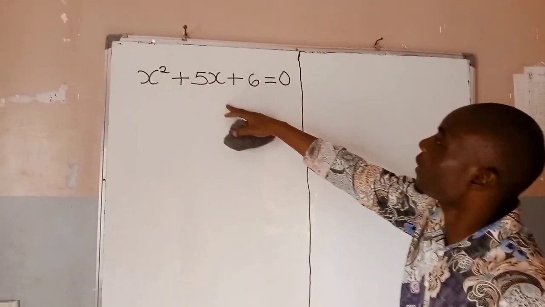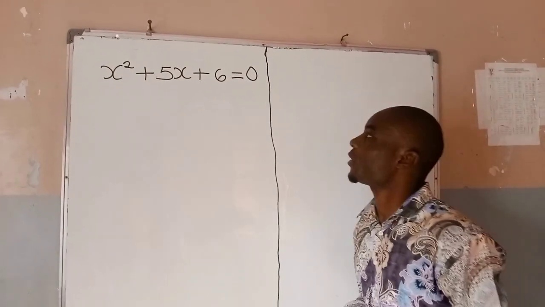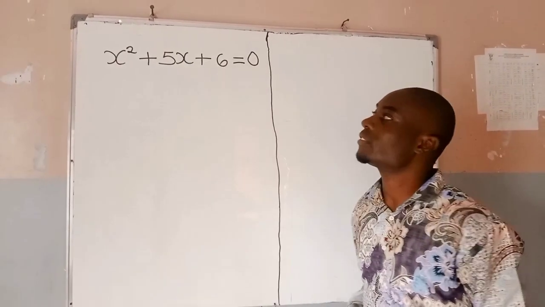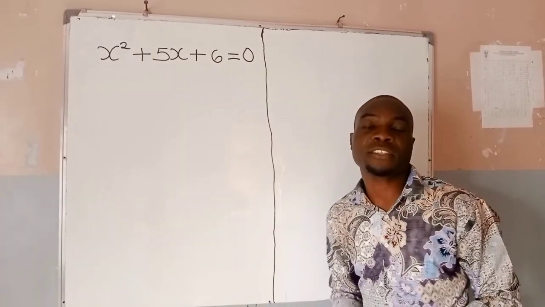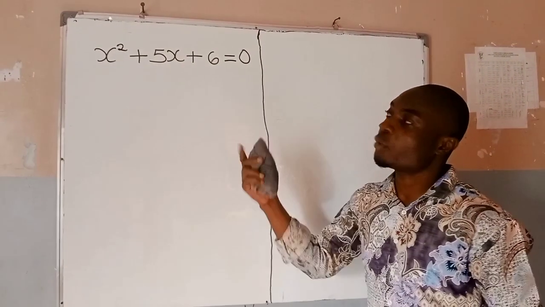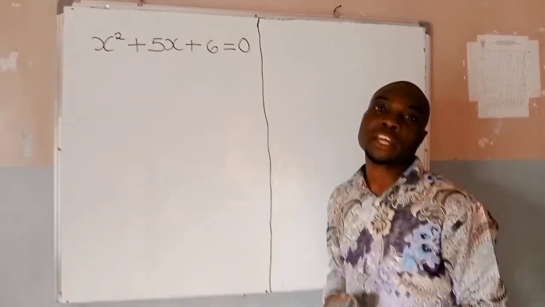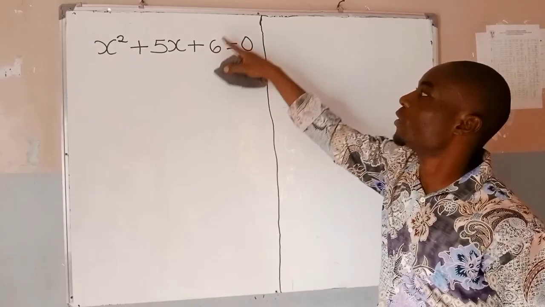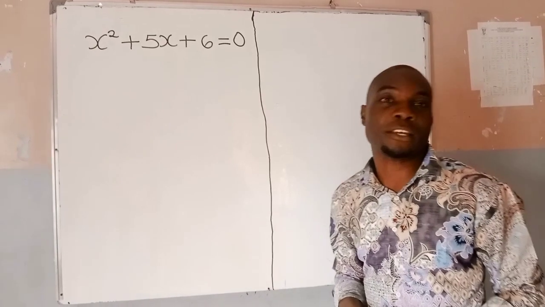x squared plus 5x plus 6 is equal to 0. This is a quadratic equation, and I'm going to teach you how to solve it using the completing the square method. In doing that, the first thing we do is collect like terms. This constant, which is plus 6, will cross over the equality sign to this side and we'll have minus 6.